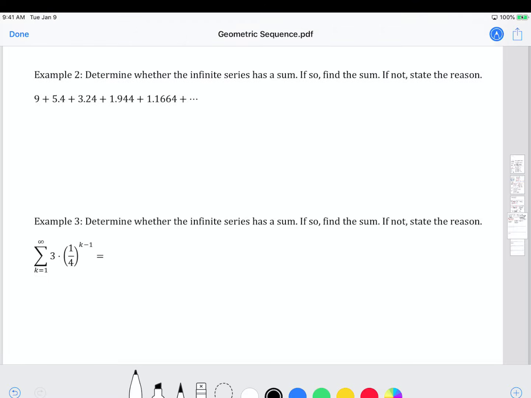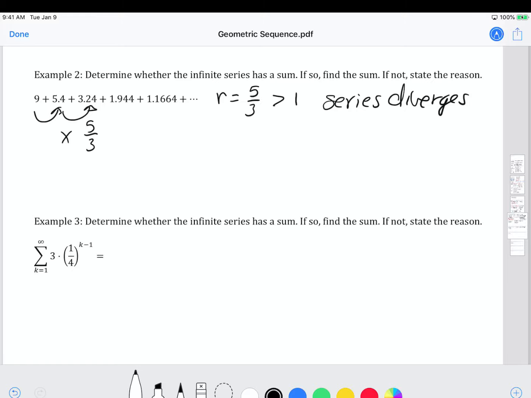Now for example 2, I noticed that this is a geometric sequence. To get from one number to the next, I keep multiplying by 5/3. So my common ratio is 5/3. However, this is greater than 1. And as we stated at the beginning, if it's greater than 1, then the series diverges. And so our reason why it diverges is because r is greater than 1.